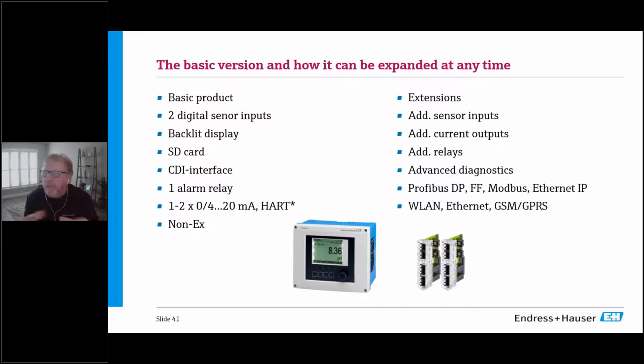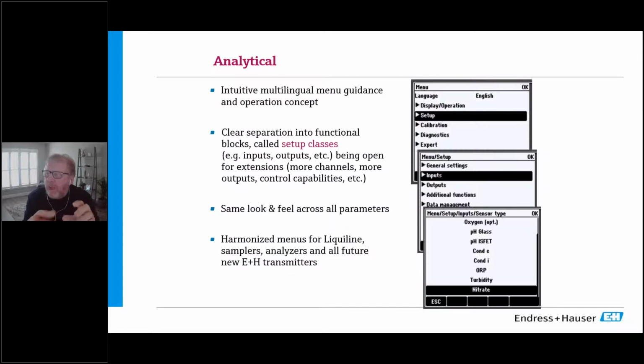So we have that built right into our transmitter, and you will see a lot of customers, when they upgrade their plants, are moving more and more to digital communications. So we have Ethernet/IP in our Analytical and our Flow products, and it works out quite nicely.